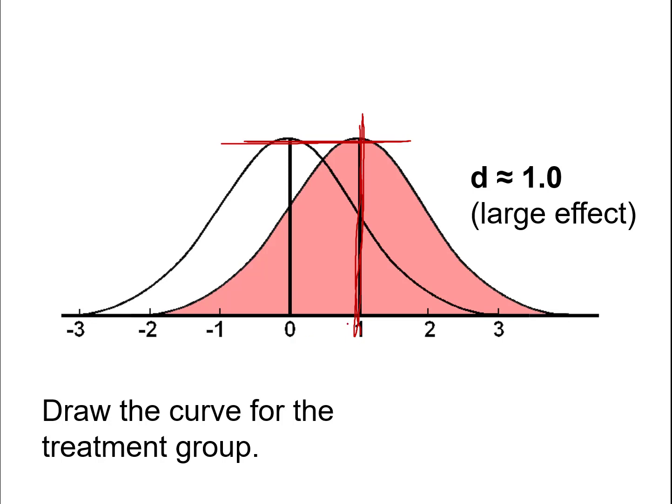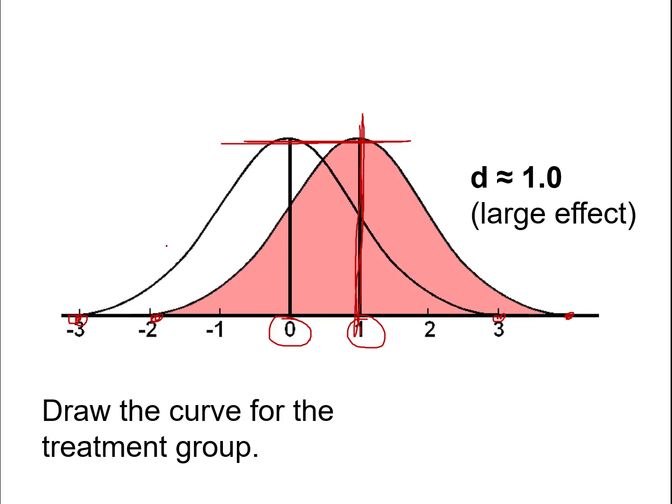The point, if the mean for my treatment group is 1 standard deviation higher than the mean for my control group, then at the end here, the point where it looks like it touches the x-axis should be 1 standard deviation higher than the point where the control group looks like it touches the x-axis, and likewise down here at the bottom, the point where the control group looks like it touches the x-axis should be 1 standard deviation lower than where the treatment group looks like it touches the x-axis.